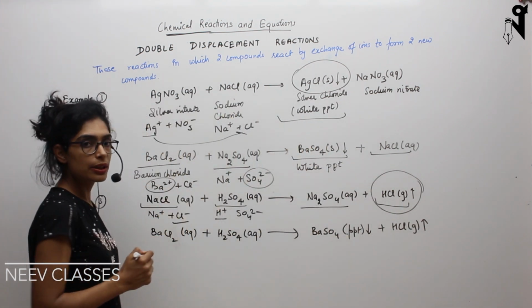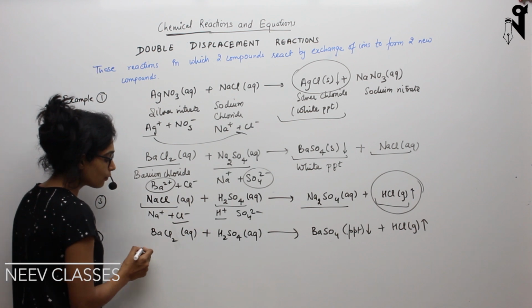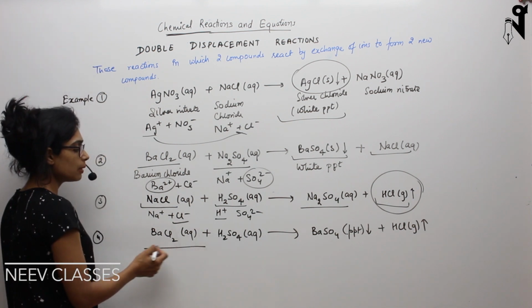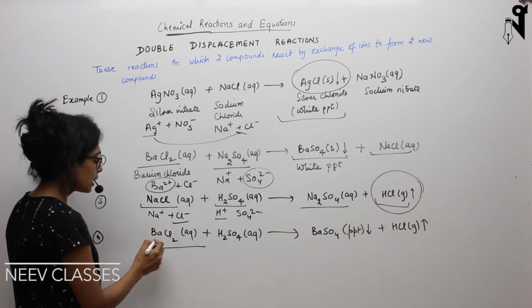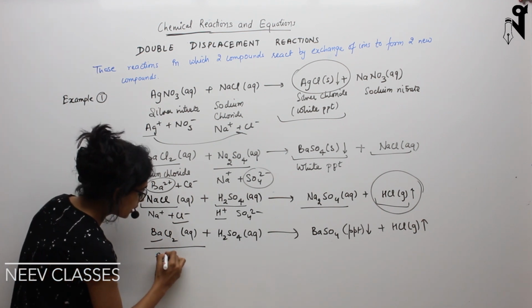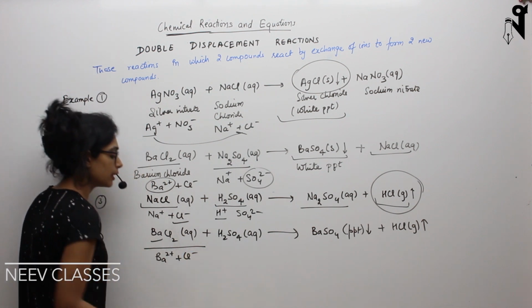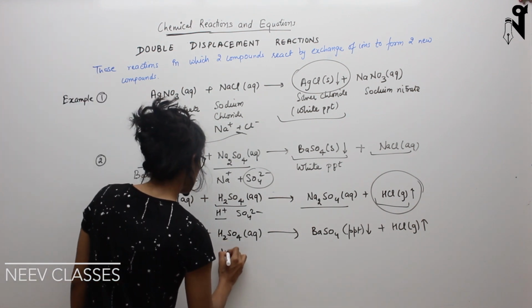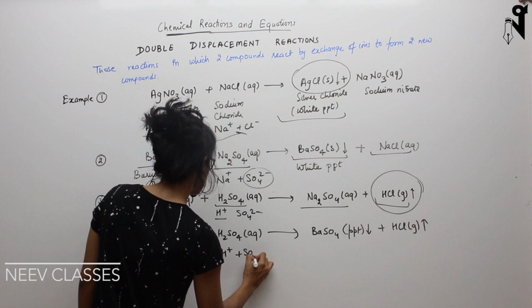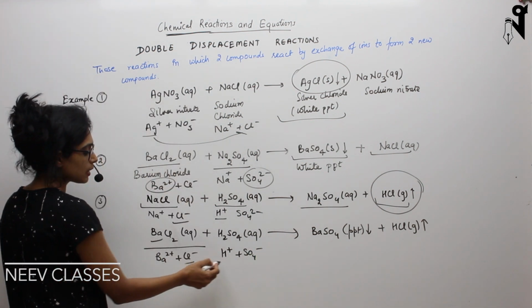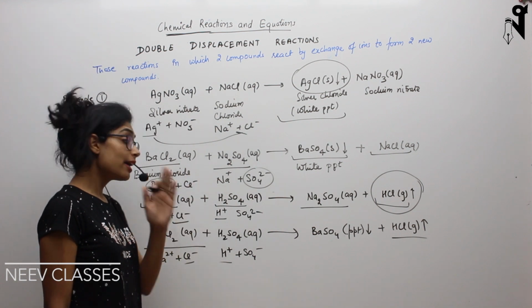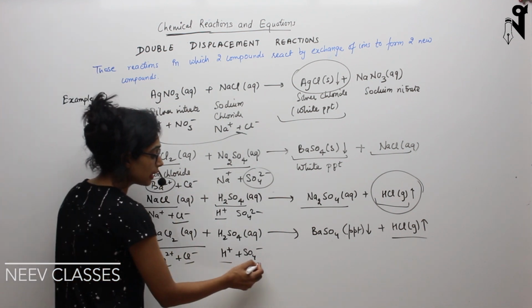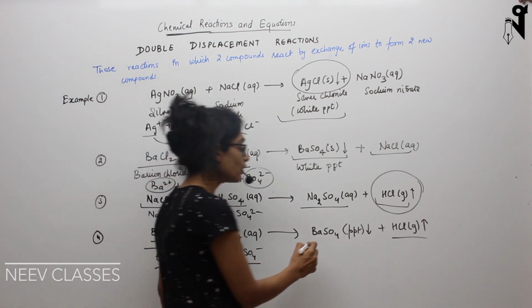Okay, so this is the example where a volatile gas is getting produced. So this is also a double displacement reaction. Now let's look at the fourth example where I have taken barium chloride with H2SO4. Both are dissolved in the water, so both are in the aqueous form. Ba will break down as Ba2 plus and Cl minus. Similarly, this will break down as H plus and SO4 2 minus. So let's say H plus and Cl minus go together, they'll form gas, will escape out of the system. In fact, barium and sulfate ion will also combine and will form a precipitate.